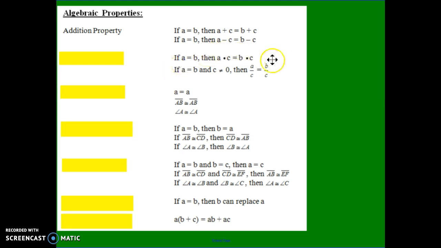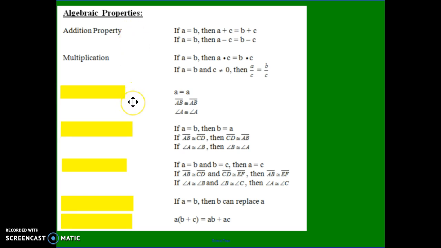The next one, we are multiplying both sides by C, or dividing both sides by C, as long as C isn't 0, because you can't divide by 0. So multiplying or dividing is called the multiplication property. This could be used when you're simplifying something. So you have 4x equals 12. When you divide both sides by 4, that would be an example of the multiplication property. For the addition property, if you had 4x minus 3 equals 11, when you add 3 to both sides to cancel off the 3, that would be the addition property.